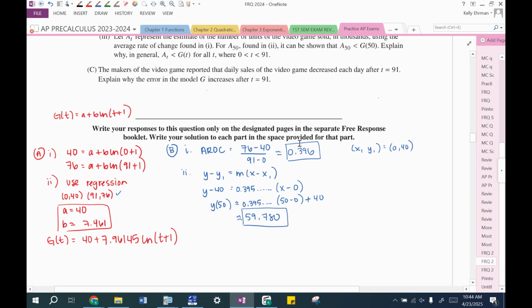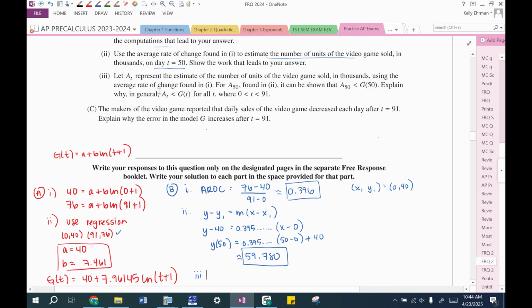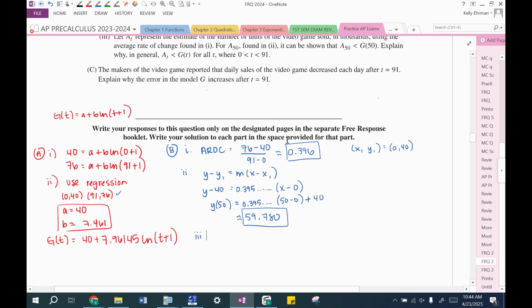All right, and then part 3, I think this is always the hardest question to answer, part 3 of B. So this says, let A of t represent the estimate of the number of units of video games sold in thousands using the average rate of change you just found. So in general, that's just saying A of t is just your linear equation. A of t is just equal to 0.395 times x minus 0 plus 40. That's the general linear equation you just got from right there. Okay.